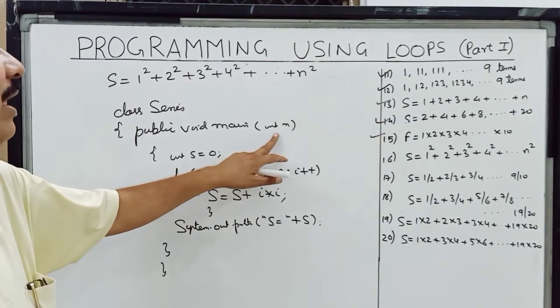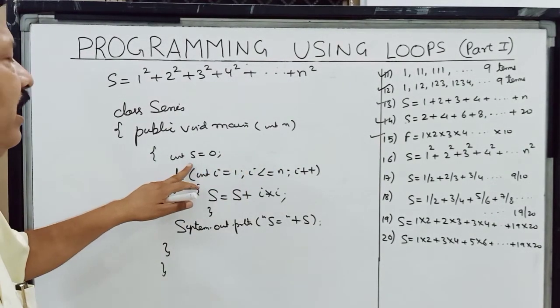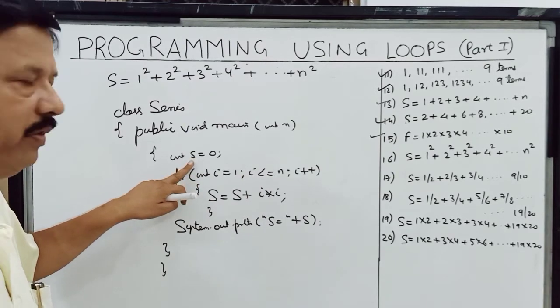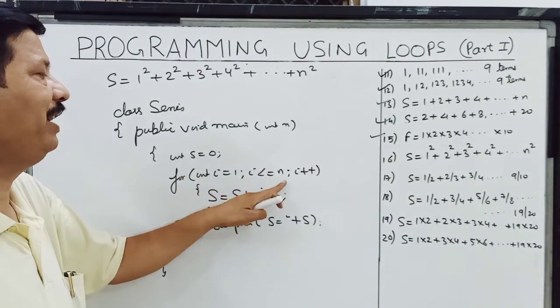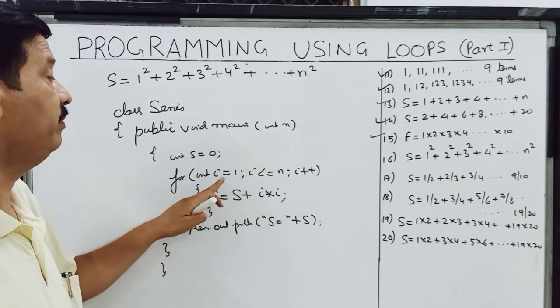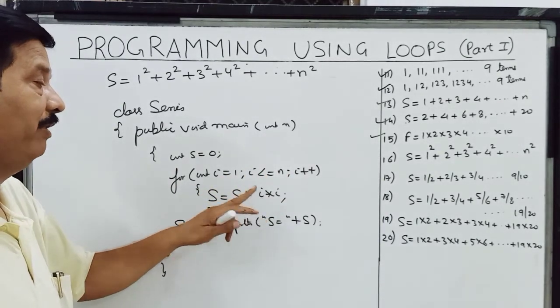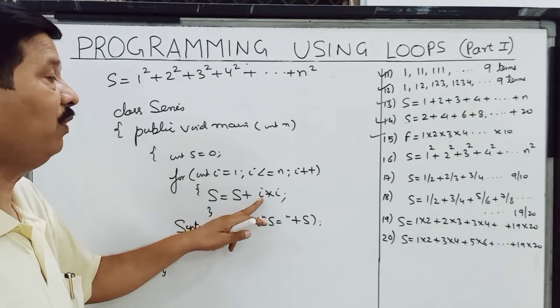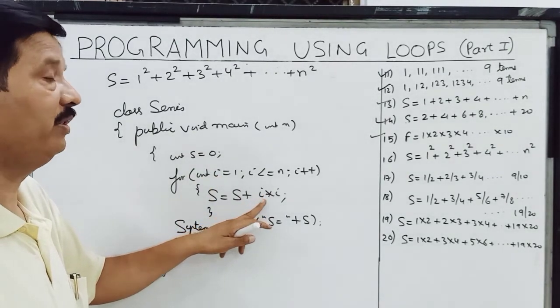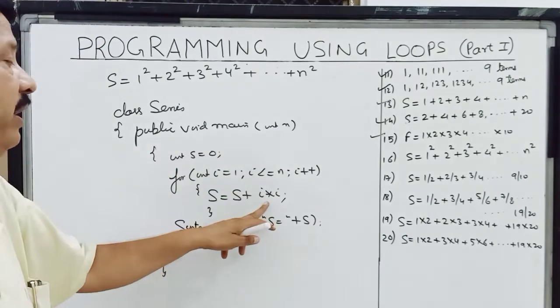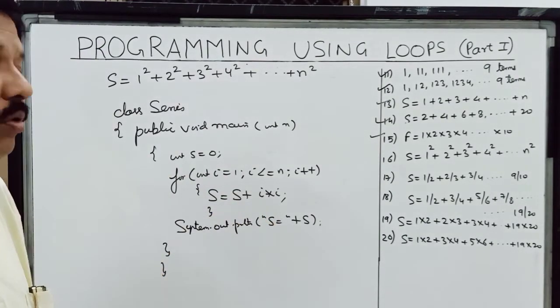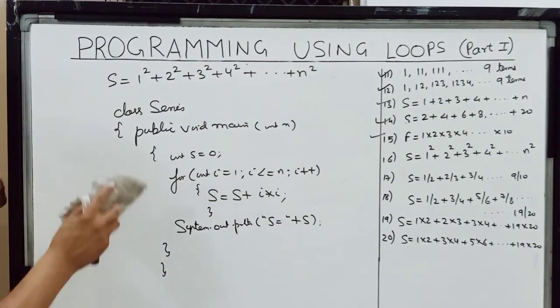We have entered the value of n over here. S we have taken as 0. We have initialized this variable, and we have made a loop from 1 to n, plus plus, and when it will be 1, so 1 square, then 2 square, then 3 square. This value will get calculated first, and it will get added to s. I hope this is clear.